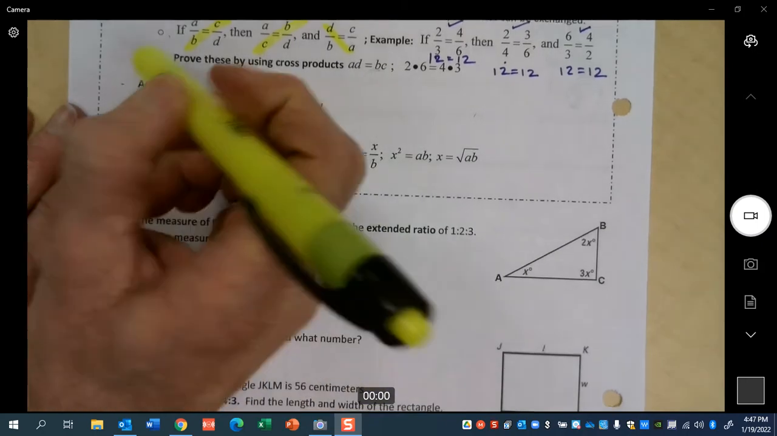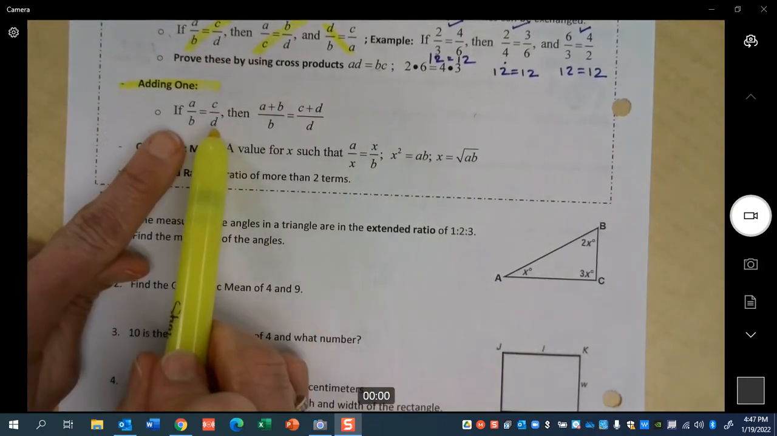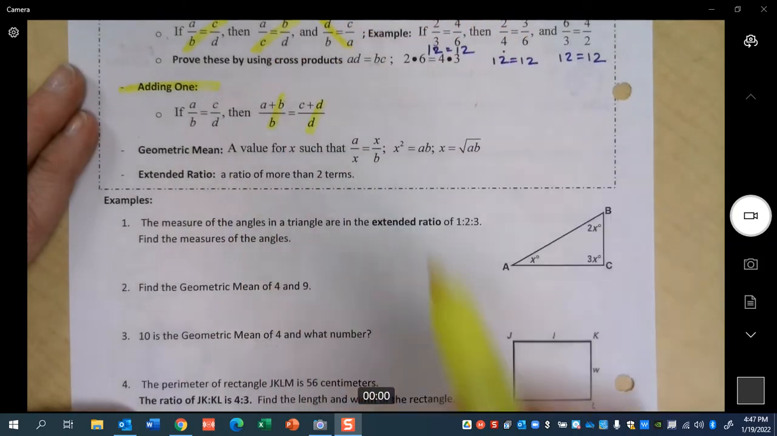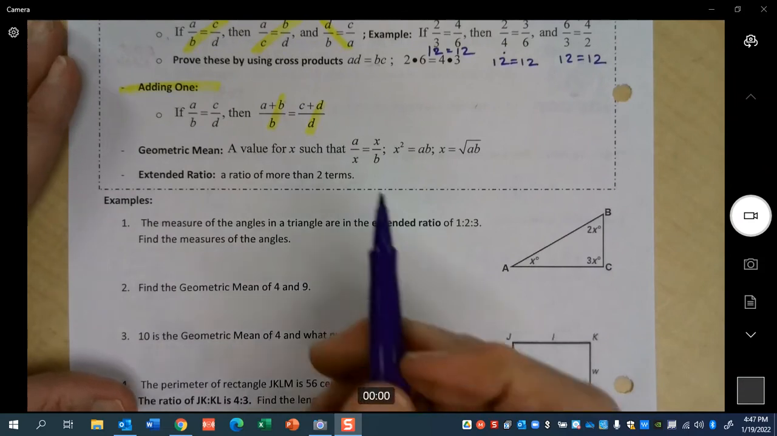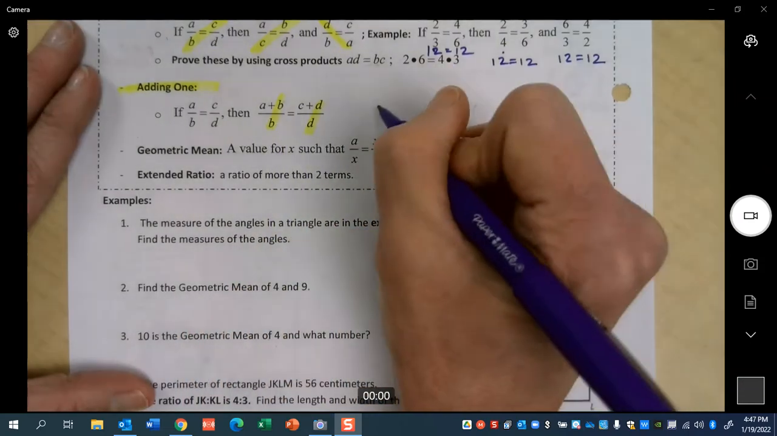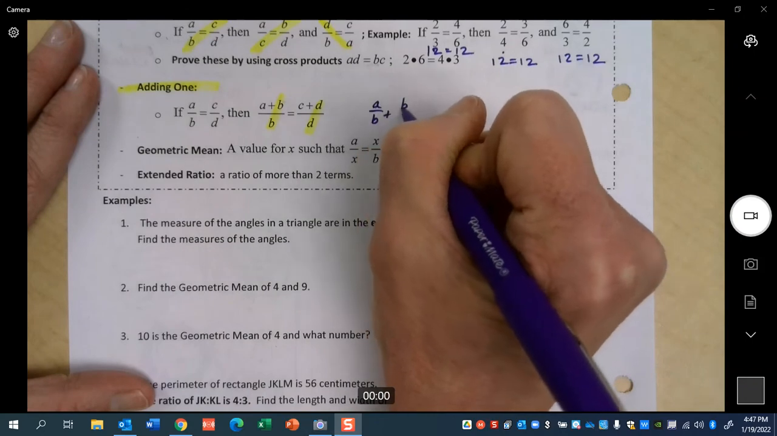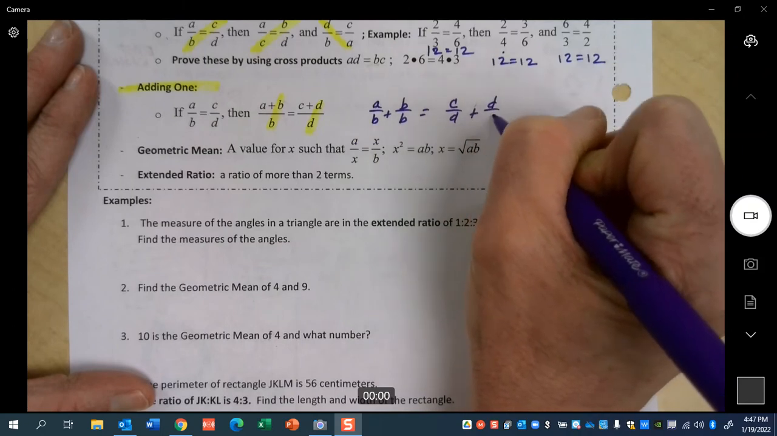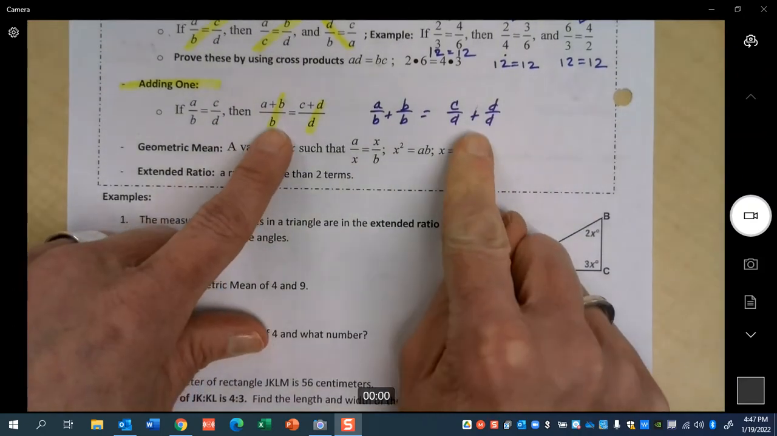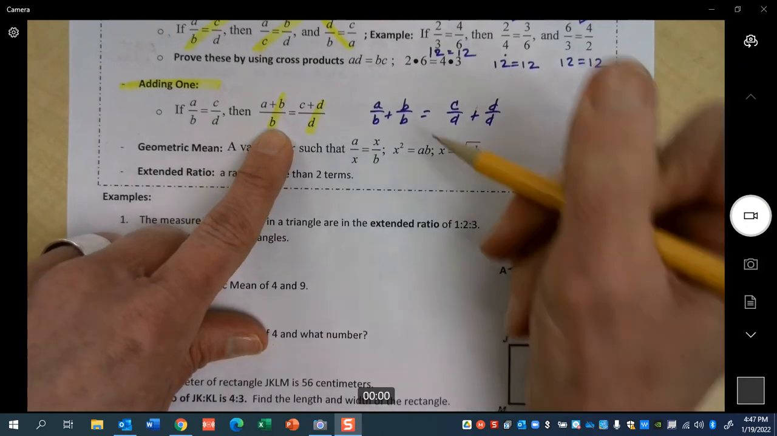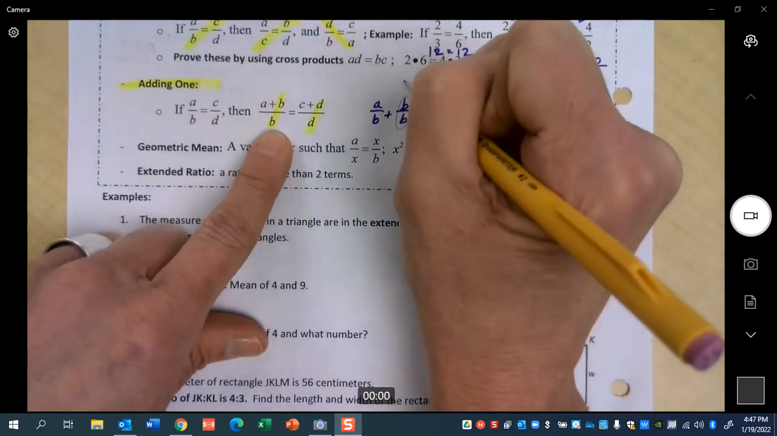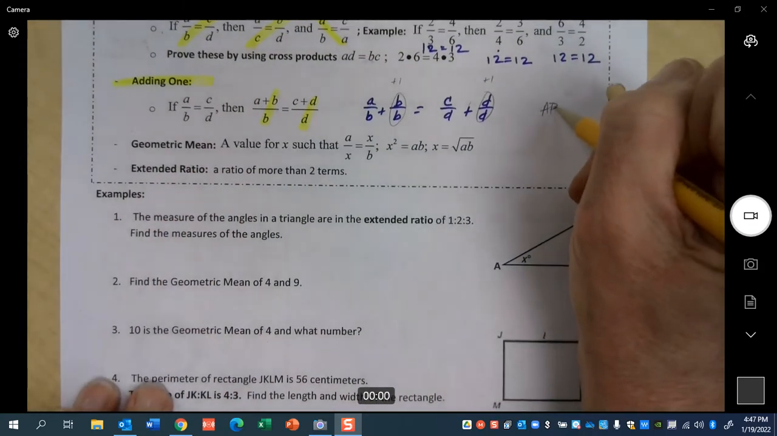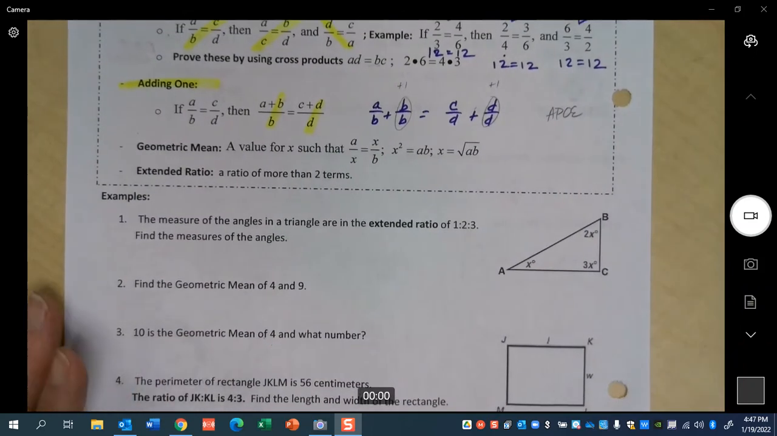Now this next one is pretty cool. It's called adding 1. If I have a true proportion, then I can add that denominator to the numerator each time. And this is kind of cool because what this really is saying is A over B plus B over B is equal to C over D plus D over D. So think about your fraction properties. This value here and this value here is really just adding 1 to each side of an equation. So that's actually my addition property of equality that justifies that and lets me do that.